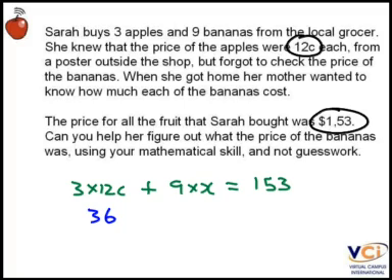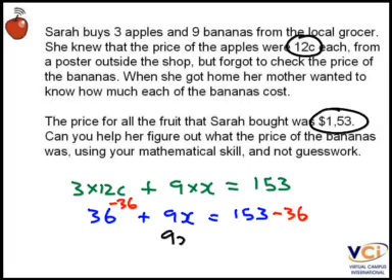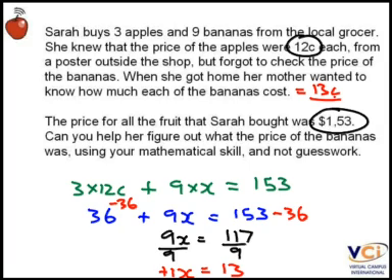This will then give us 36 plus 9x is equal to 153, and then we just need to follow the same pattern as before. We'll get rid of the 36 by saying minus 36 on both sides first, which will then leave us with 9x is equal to 117, and then we just divide both sides by 9 to get 1x alone, plus 1x is equal to 13. In other words, the bananas cost 13 cents each.